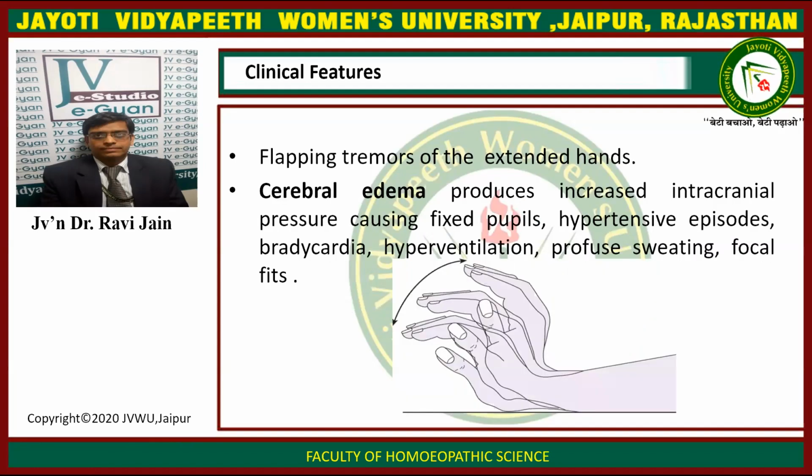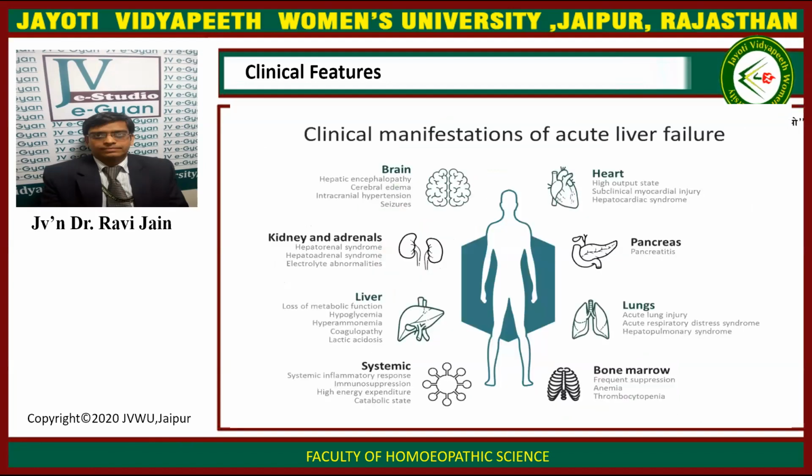There are also flapping tremors on the extended hand. The patient is asked to extend the hand, and flapping tremors appear. This is the first sign. The other feature is cerebral edema, which produces increased intracranial pressure, causing fixed pupils, hypertensive episodes, bradycardia, hypoventilation, hyperventilation and profuse sweating. These are the basic clinical manifestations of acute liver failure.